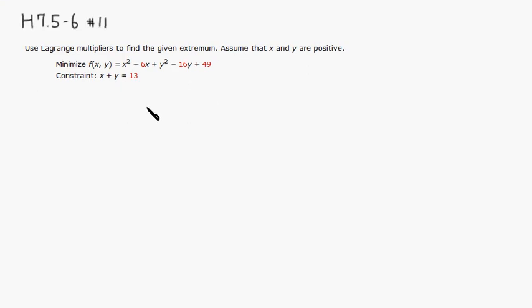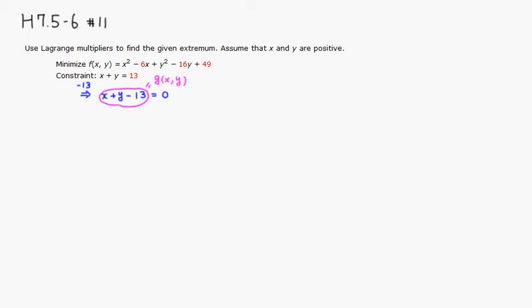First thing I would do is rewrite this constraint by subtracting 13 from both sides. We get x plus y minus 13 is equal to 0. So that way we know that x plus y minus 13 is equal to g of x comma y.